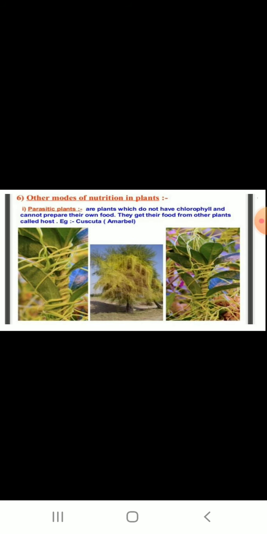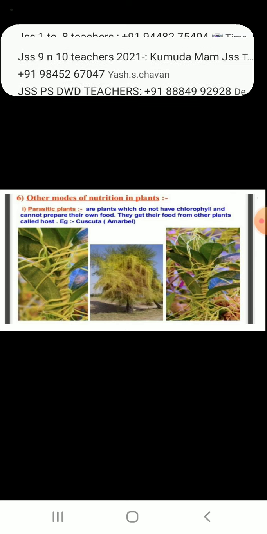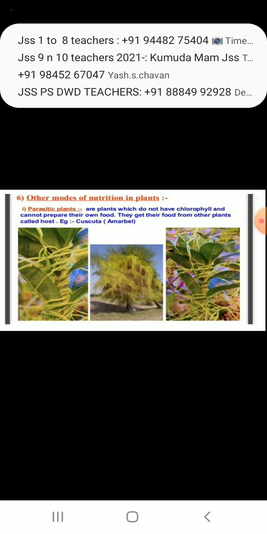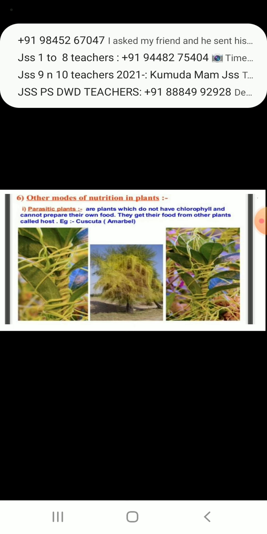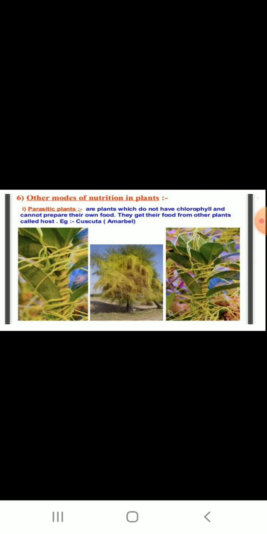Next, other modes of nutrition in plants. So what other modes of nutrition in plants are there? Parasitic plants. We will go for parasitic plants. So autotrophic we have seen. In the parasitic mode of nutrition, the plant depends completely on others. Plants which do not have chlorophyll and cannot prepare their own food get their food from the plants called host. Here a host and guest relationship will be there. It cannot prepare its own food, it depends completely on the other plant. That is why they are called parasitic plants.